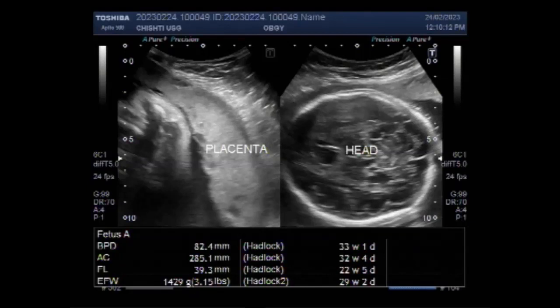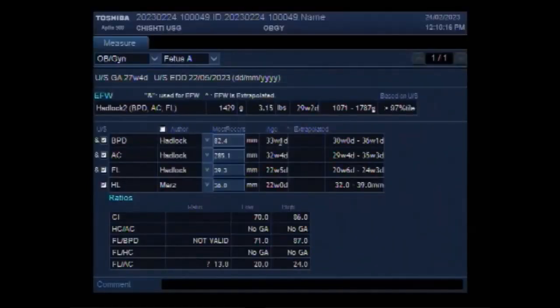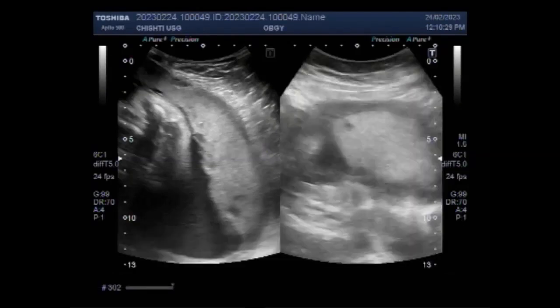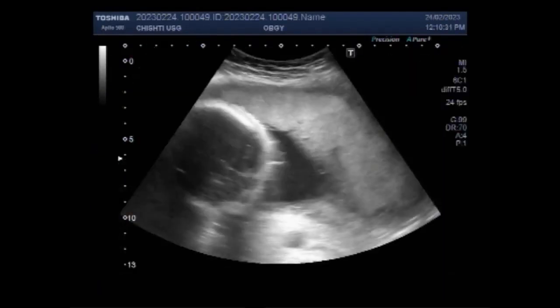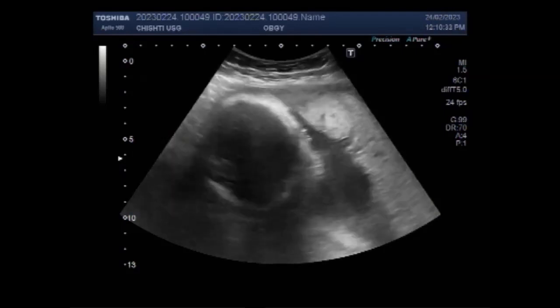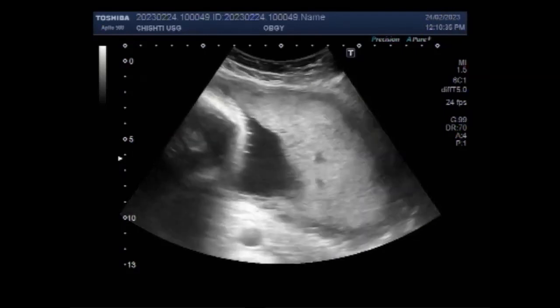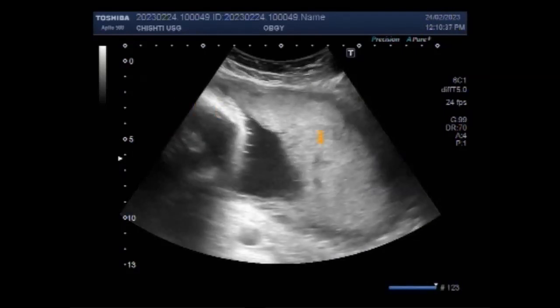This ultrasound video shows a case of fetal congenital limb deficiency. In this video, you will see the fetus having both the upper and lower limbs of reduced size. The pregnancy measures about 33 weeks, and you can see the placenta and the fetal head.